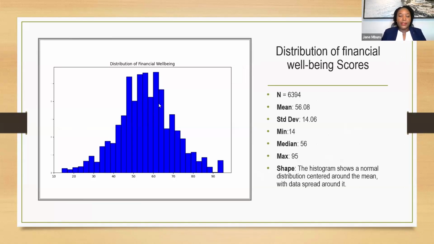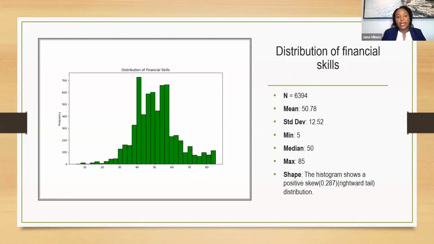While I was doing exploratory data analysis using Python, I did create several scenarios, and I'm presenting the scenarios' outcomes using visualizations. This is a histogram that I created that showcases the distribution of financial well-being score. It's normally distributed with a mean of 56.08 and a standard deviation of 14.06, which is a huge standard deviation for a mean of 56.